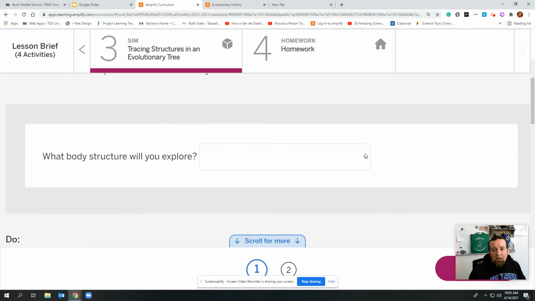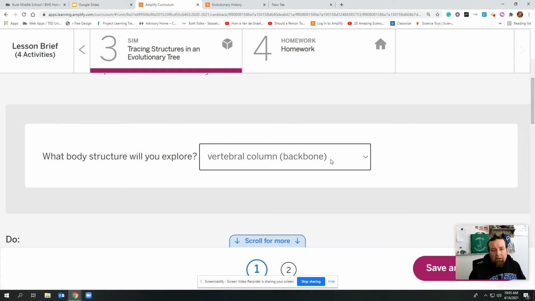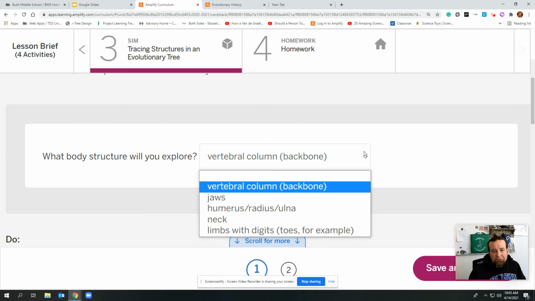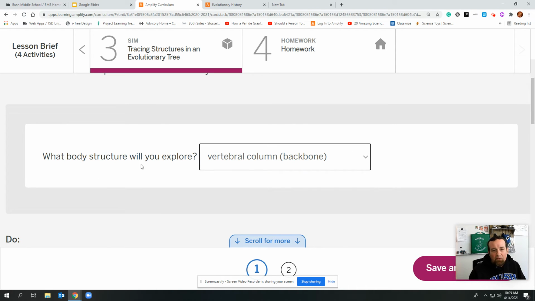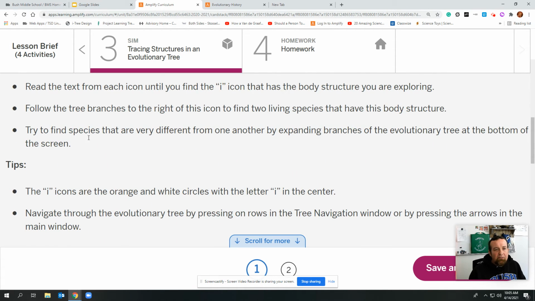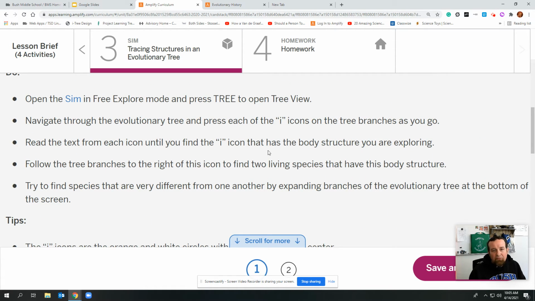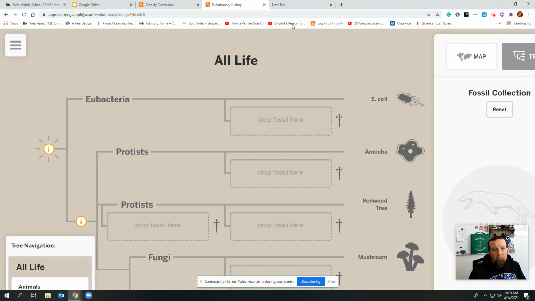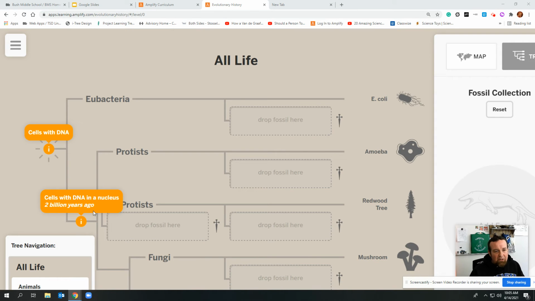So let's say you chose, I want to go, yeah, let's just do vertebral column. And so we're going to read the text until we find those vertebral columns. So we're here, and we're just going to keep clicking on these little eyes. Okay, so that's cells with DNA. That is cells with DNA in the nucleus.